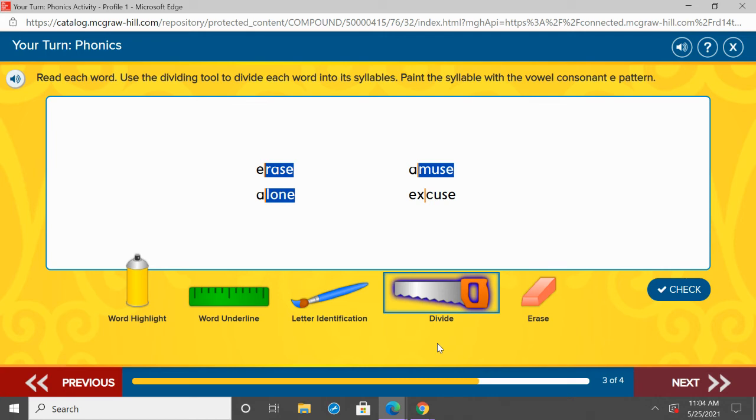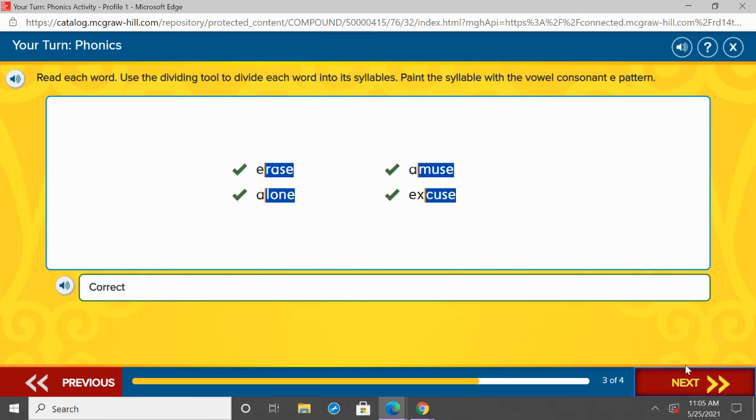Excuse. So which syllable has that consonant, vowel, consonant, E pattern? Is it the EX syllable or is it C-U-S-E? Which syllable has the pattern? So you should have pointed to the C-U-S-E, right? It has that consonant, vowel, consonant, E. That E is going to make the U long and the E will be silent. Excuse. Awesome job, guys. Fantastic.